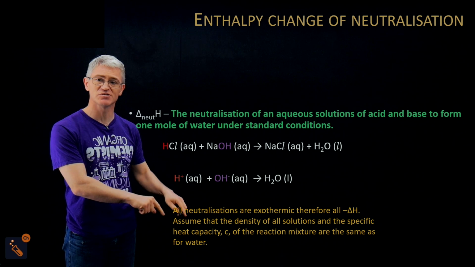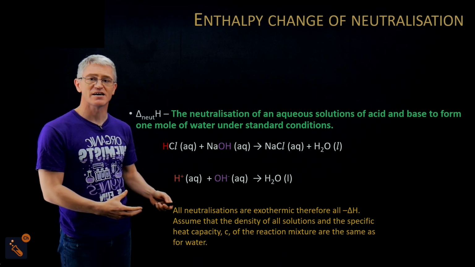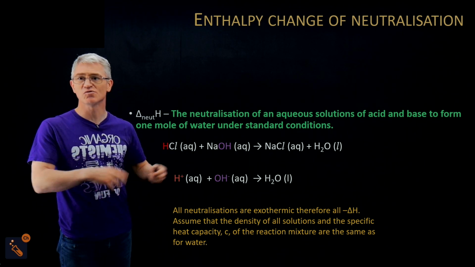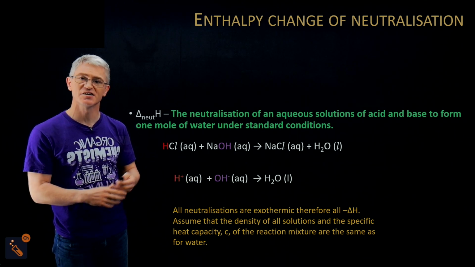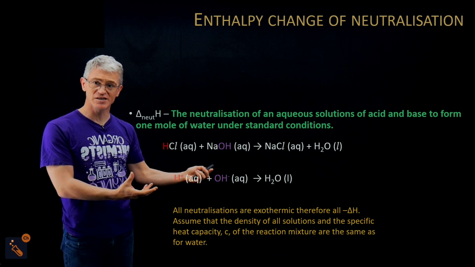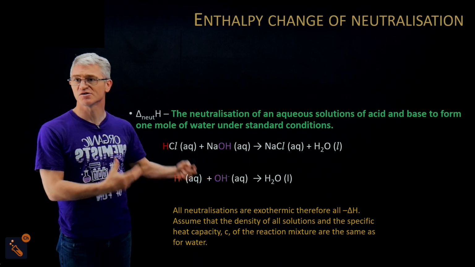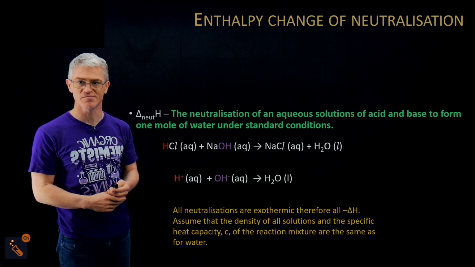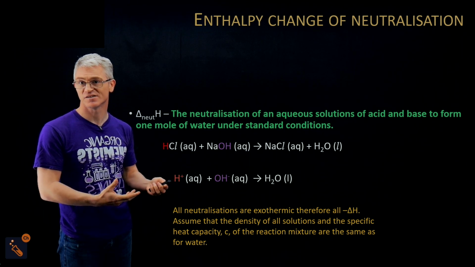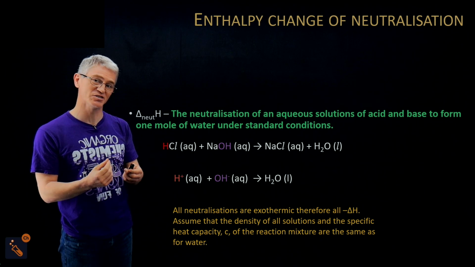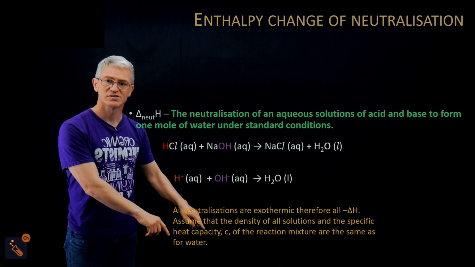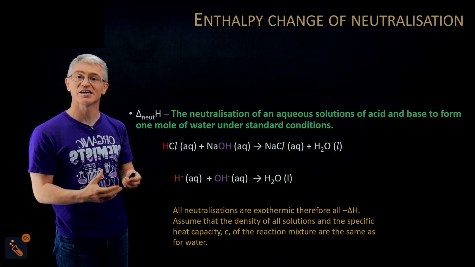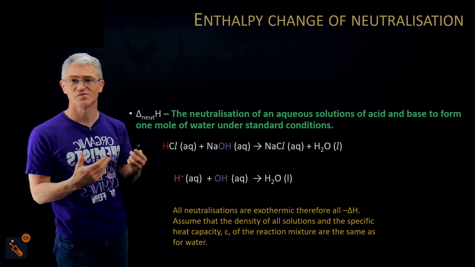They're also going to make you assume that the density of all solutions is the same as for water. They're all aqueous, because they're alkalis and acids, and because it's mostly water, you can assume the density is the same. So that means the density is 1, so the volume of 50 centimetres cubed is a mass of 50 grams. The specific heat capacity of the reaction mixture is the same as for water as well. That's in your datasheet: 4.18.